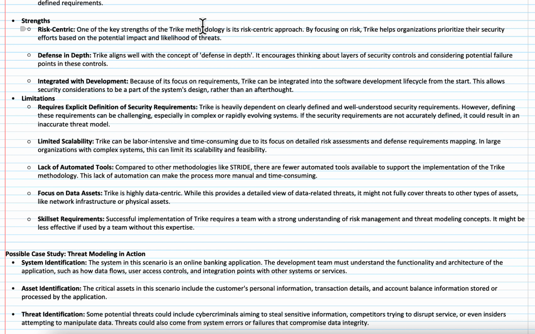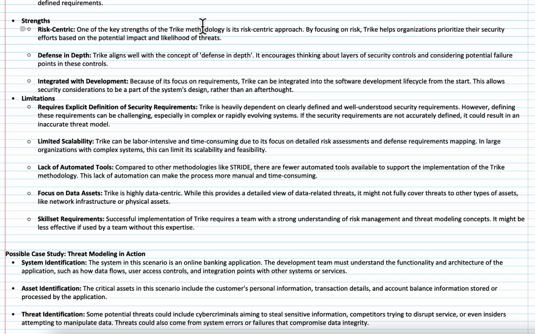Lack of automated tools: again, like Stride, which is much more automated, there are fewer automated tools around Trike that support the implementation and the methodology. So you just need to consider that if that's something you may want to do. Maybe you come up with a version of Trike and Stride, or maybe you take automated aspects of the Stride product and then utilize Trike where it's doable. It does focus on data assets, so it is highly data-centric. It provides a detailed view of the data-related threats, and it may not cover them all, but it does go over the overall data and the network infrastructure, as well as the physical assets within that environment.